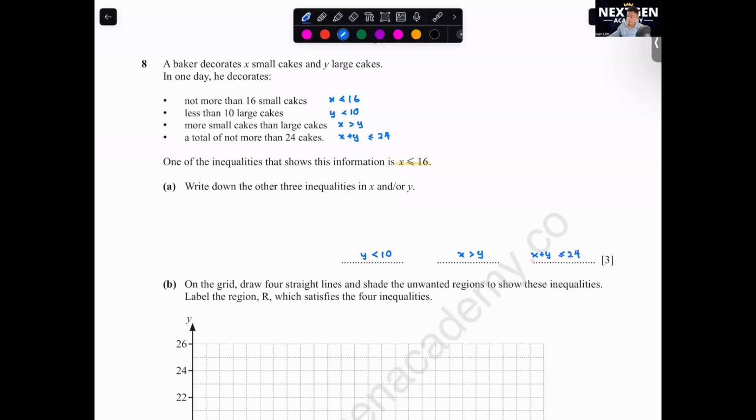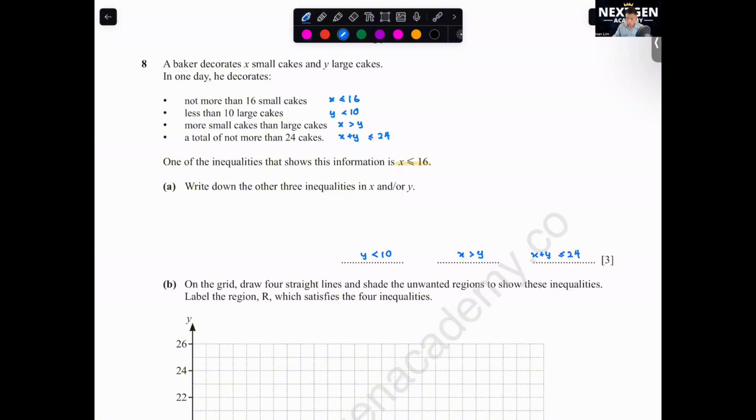Question B. On the grid, draw 4 straight lines and shade the unwanted region to show these inequalities. Label the region R which satisfies the 4 inequalities. We need to remember this. If there is an equal sign, it will be a solid line. If no equal sign, it will be a dotted line.